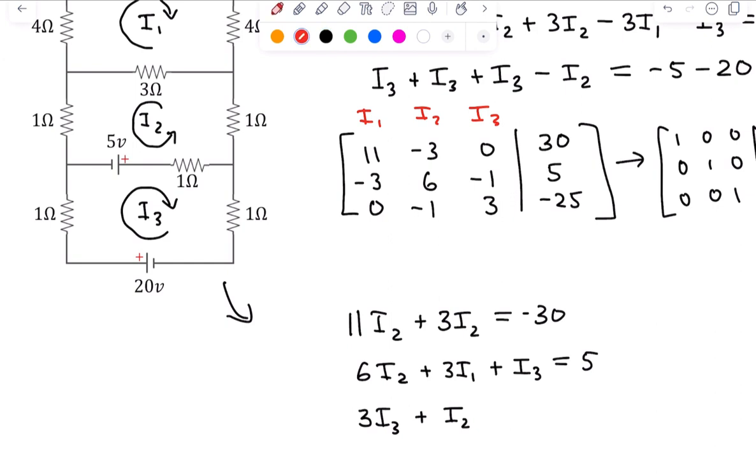Now let's look at our flow through the battery sources, through the voltage sources. We're assuming flow this direction through that battery, which is the expected direction, and this direction through that battery, which is the expected direction. So both of these voltage sources should be positive. So we'll have 20 plus 5. We should have, therefore, 25 positive.